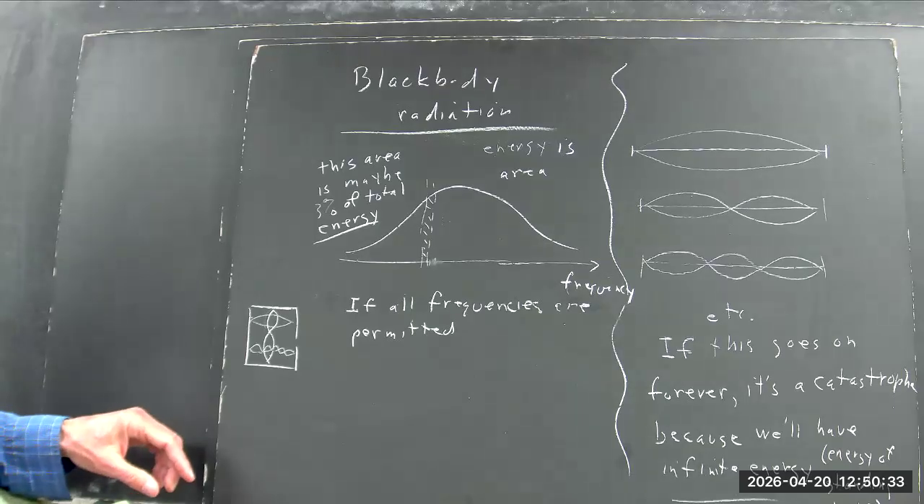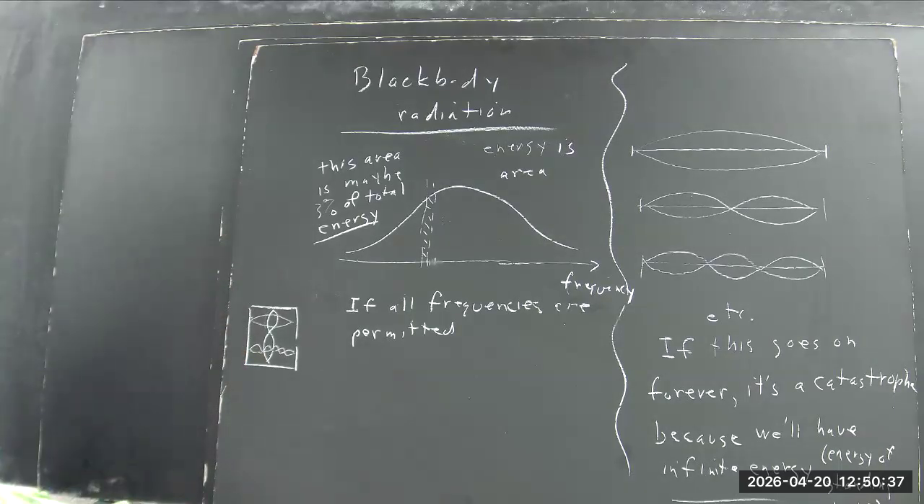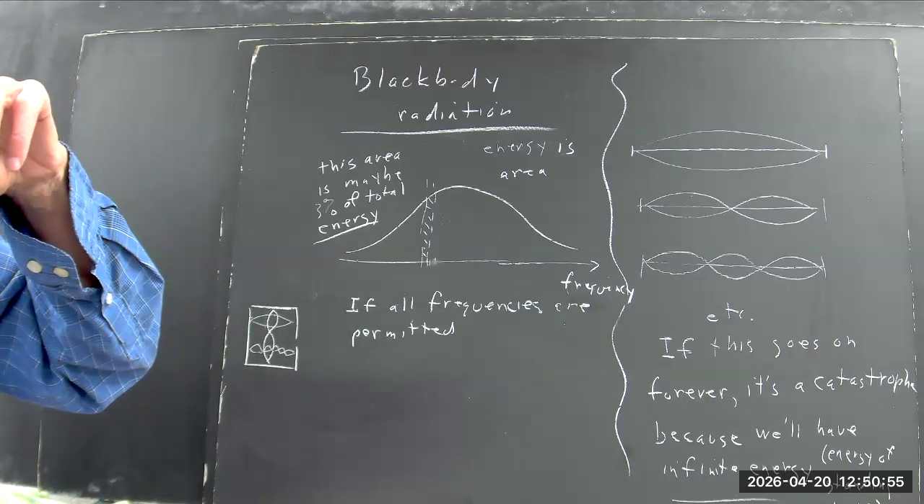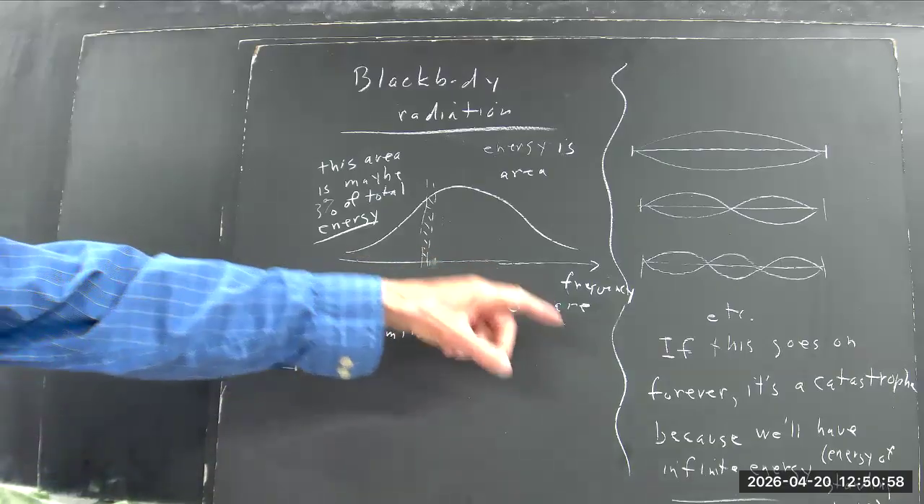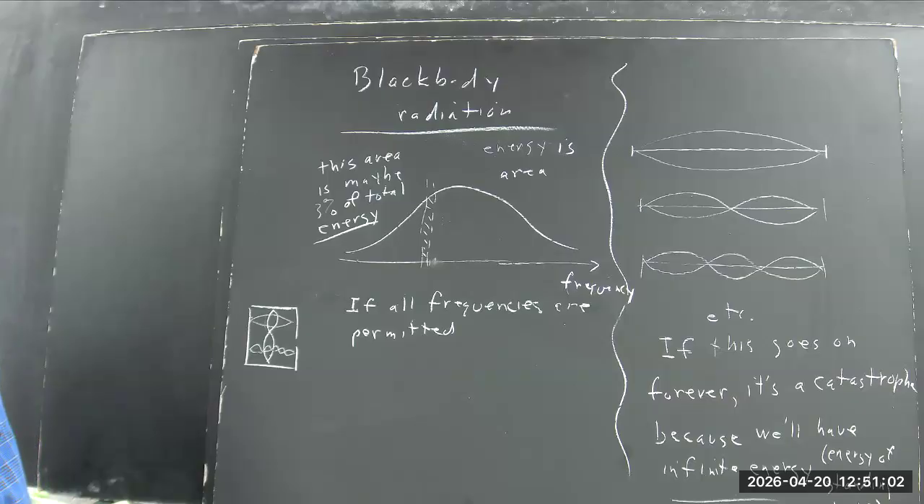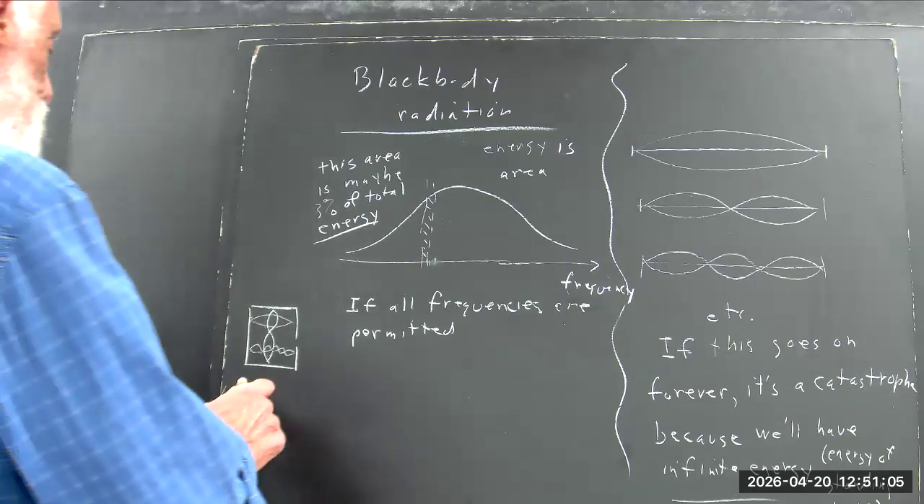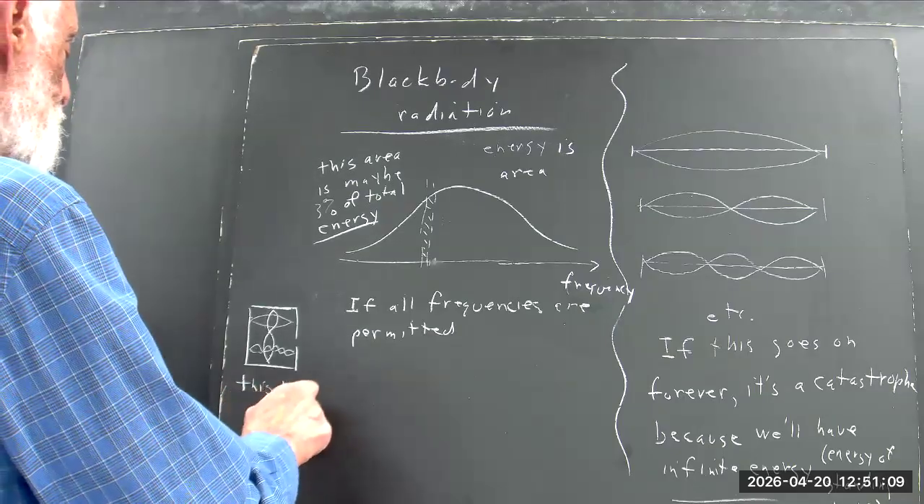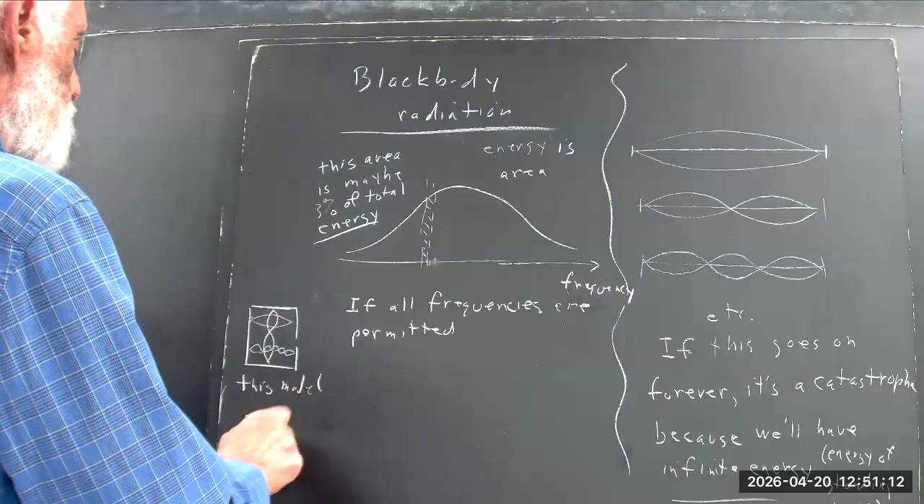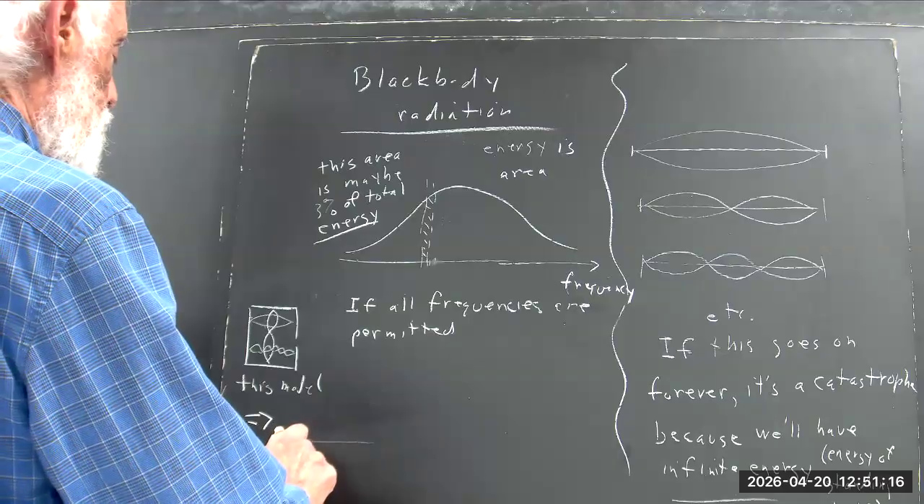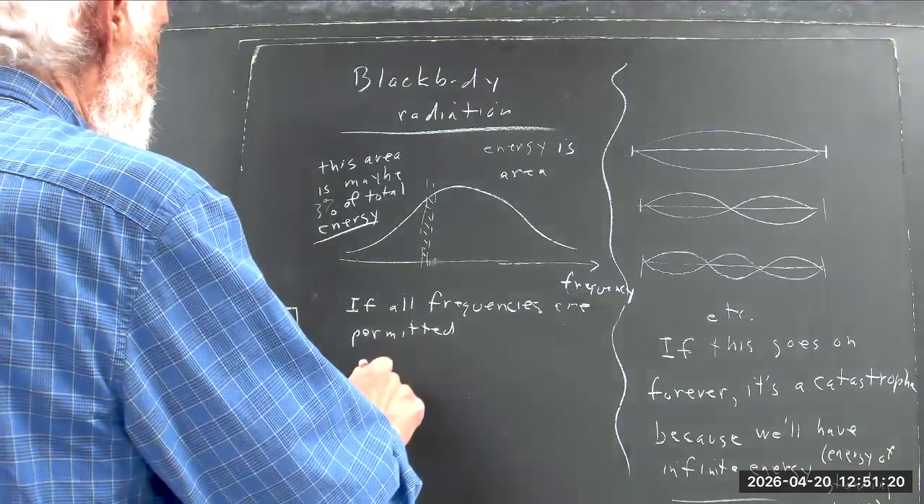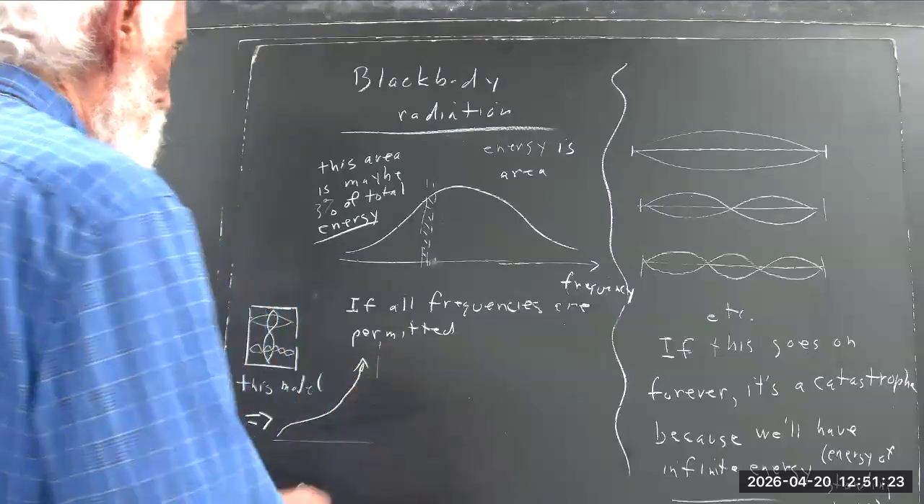Now let's say it's a vacuum in here. And the walls are all heated to some temperature. Okay? Then you ought to have all wavelengths present, including the really short ones that have a huge amount of energy. Okay? This model implies a graph that looks like this. Infinite energy.